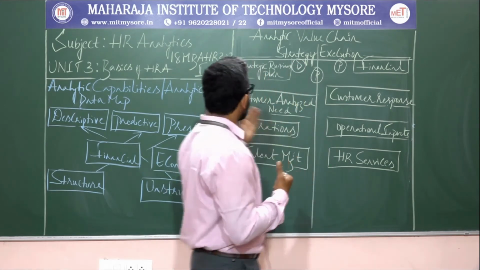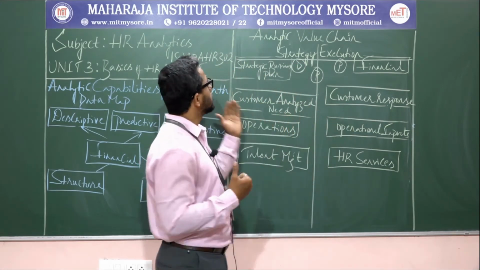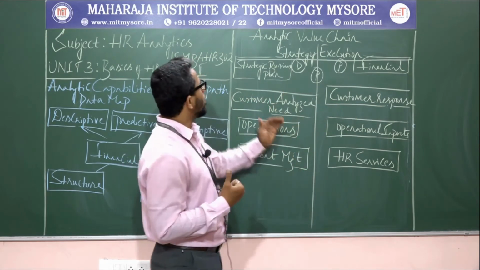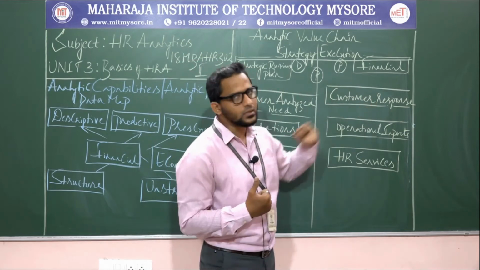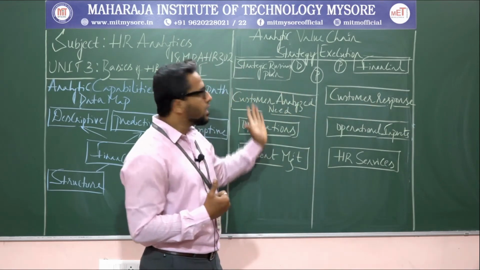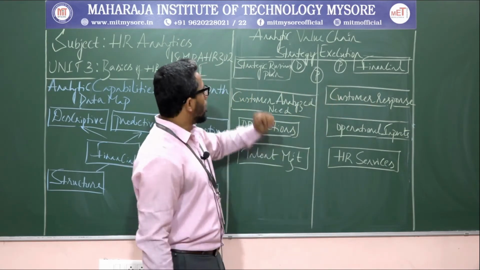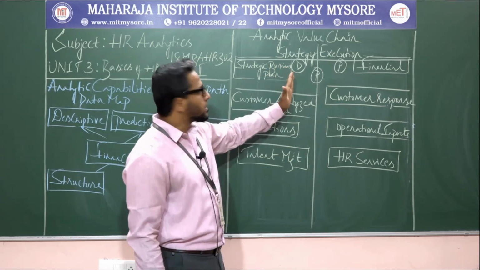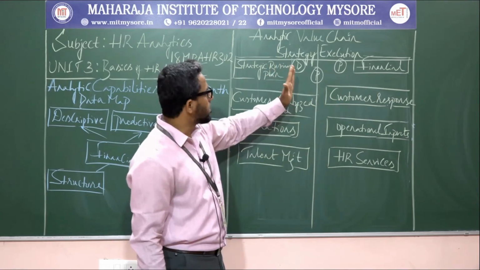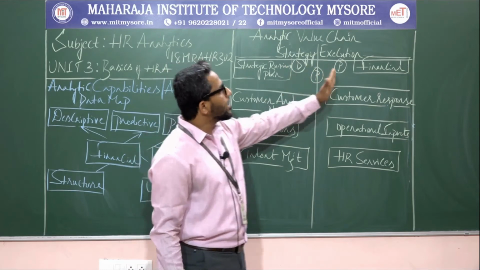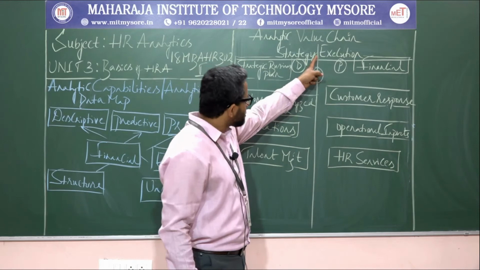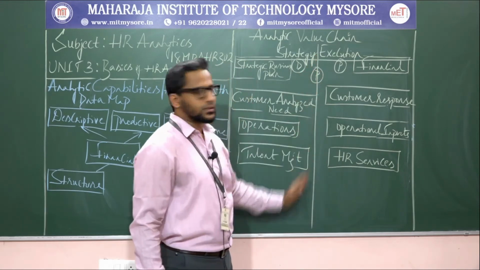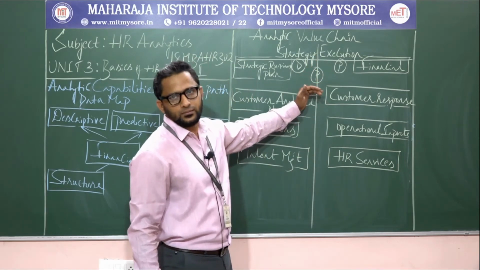Okay, now you have a diagram here. The analytic value chain is expressed in this form. You have strategy on one side and execution on the other side. The strategy part speaks about your descriptive, whereas your execution speaks about your prescriptive, and the center is your predictive.